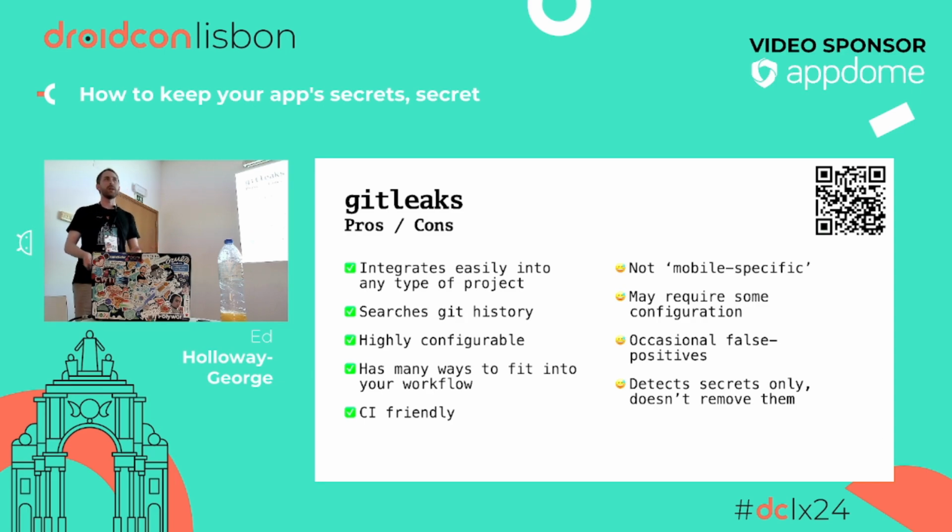It's highly configurable. I don't have nearly enough time to go through all of the different parameters, but you can go and read the documentation. Like I said, it has many ways to fit into your workflow, being CI friendly through things like GitHub Actions and commit hooks. It isn't mobile specific. Because it is an agnostic tool, you might be missing some secrets that are unique to you or more unique to mobile use cases. But because of the configuration, it's also kind of a pro. You are able to configure and add your own. Of course, that is something you'll manually have to do.